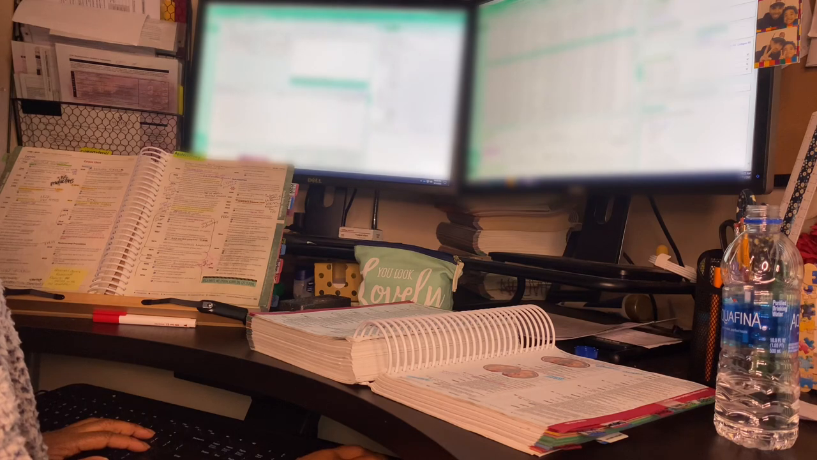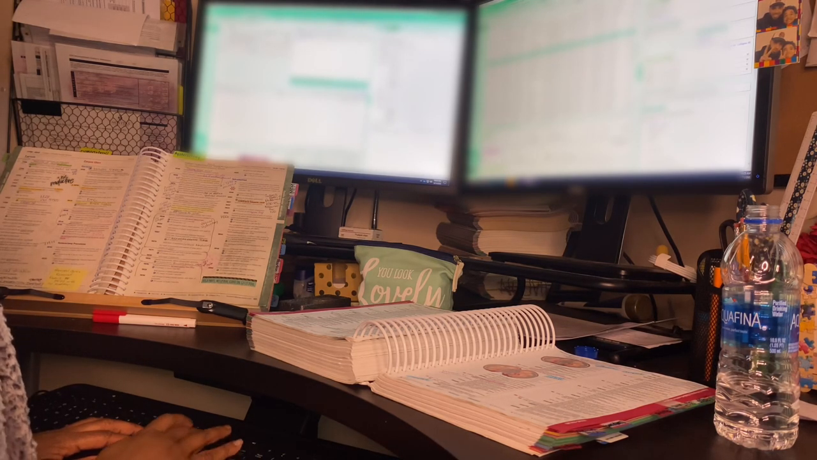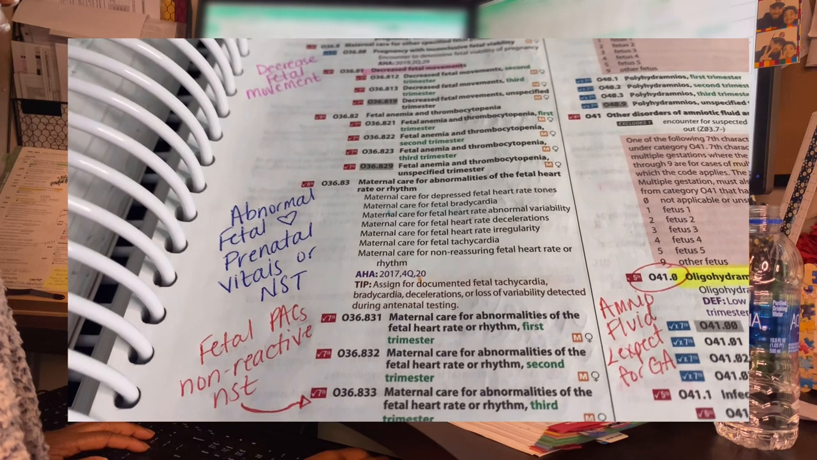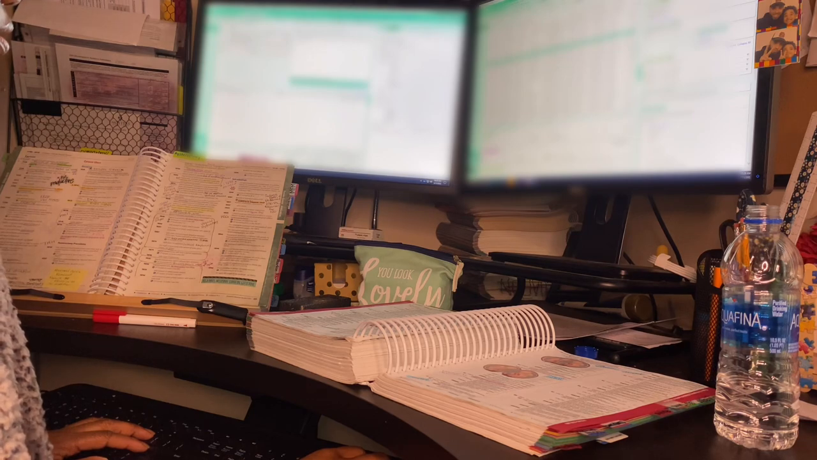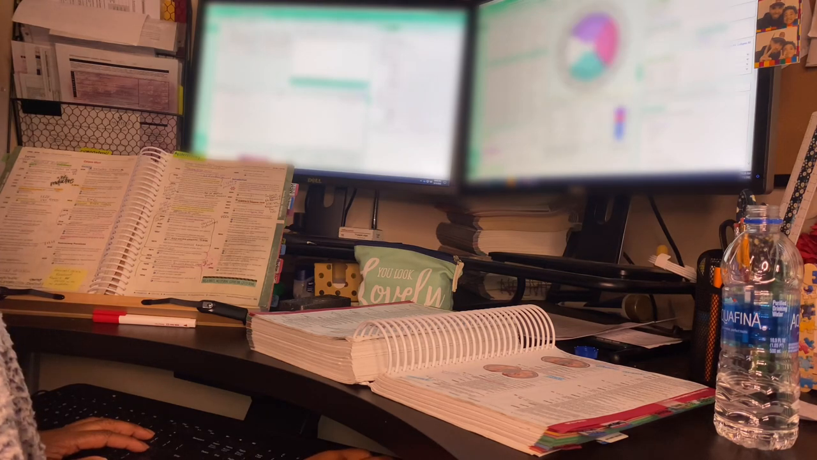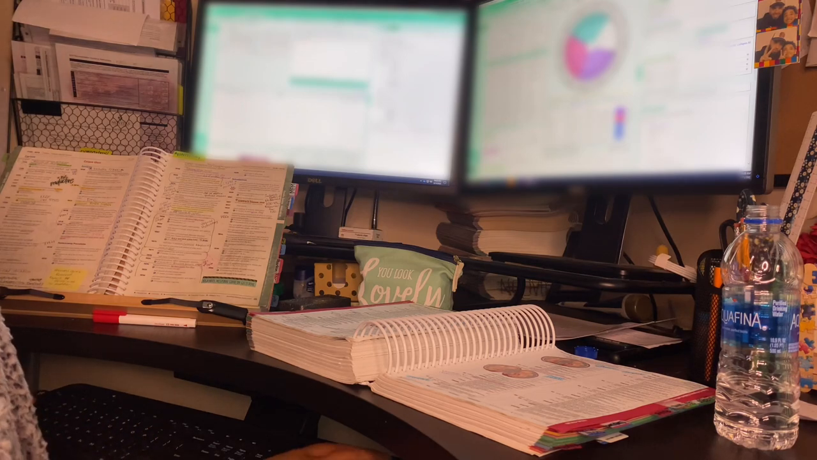So, let me review that. And the reason for it was an irregular fetal heart rate. It looks like they were unable to determine the baseline. All right, so let me see how many weeks she is. And then this patient has commercial insurance, so I'm not sure why we billed an E&M.